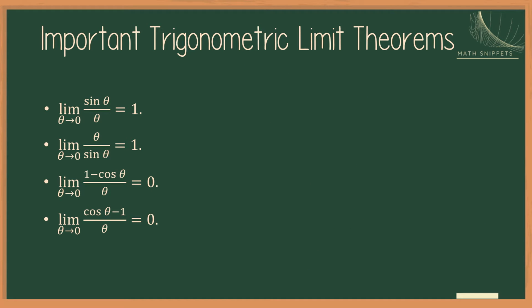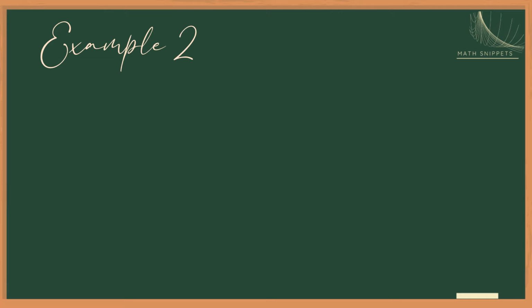Let us also recall the following trigonometric limit theorem. They are very useful when we are dealing with the limit of trigonometric functions. So let us consider the limit as x approaches 0 of sine of 2 pi x plus x squared minus x squared cosine of 2 pi x over x. This may look complicated, but let's try to do this step by step.